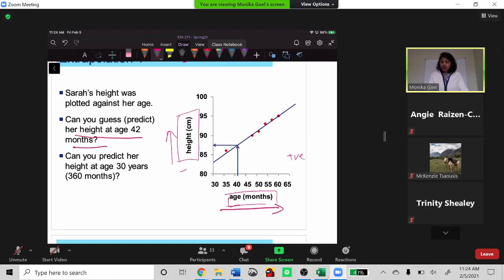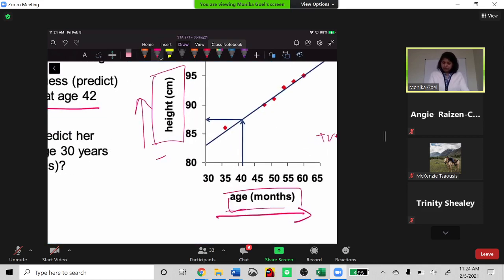Yes, the same way we did it before. 42, see the point on x, and the value is here. So let me just write 87, 87.1, 82. I don't have the equation, so the best I can do is between 85 to 90, let's say 87.5. So everybody has their own guesses depending upon this scatter plot.